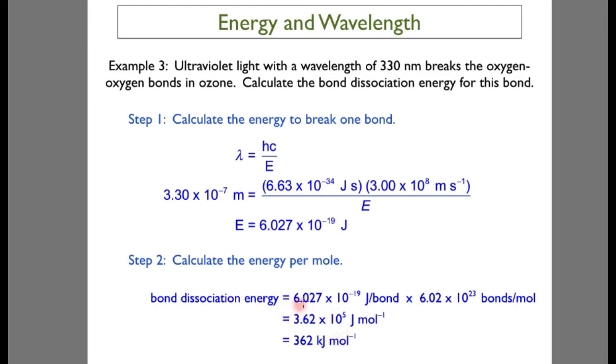Okay, so we've got 6.027 times 10 to the minus 19 joules per bond, and we're going to have 1 mole of it, so 6.02 times 10 to the 23 bonds, and that gives us 3.62 times 10 to the 5, or 362 kilojoules per mole.